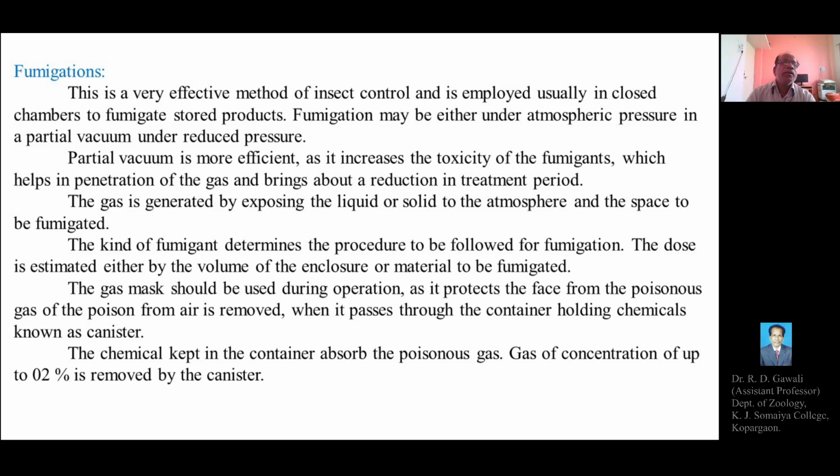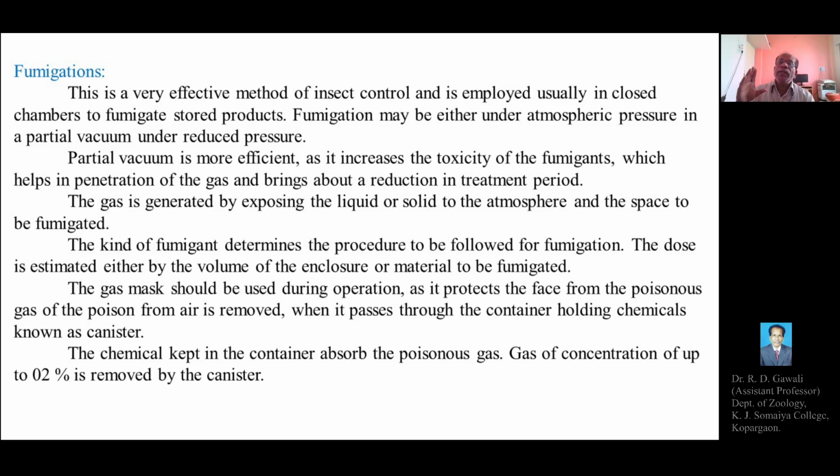So fumigation is a very effective method of insect control and is employed usually in closed chambers, or a container, or in an airtight tent or airtight conditions to fumigate the stored products. Usually the fumigation is done for the control of stored grain pests in the storages.